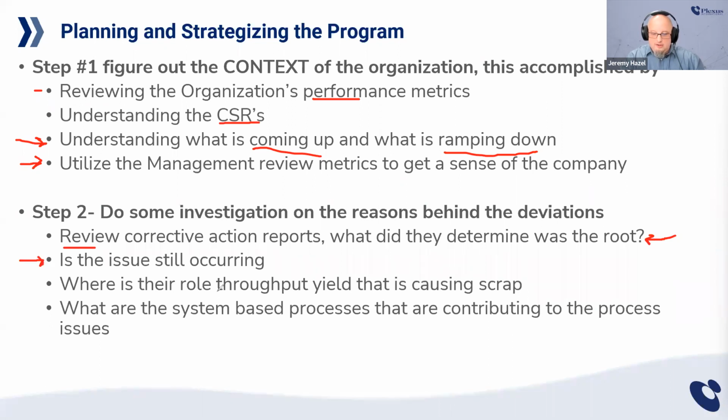What is the rolled throughput yield that's causing the scrap? And what are the system-based processes that are contributing to the process issues? As an example, if you see that you have 5 processes in an injection molding operation that are all struggling with tooling issues, tooling design and the maintenance of that tool had better be the system processes that you're looking at, right? Because that one process is jacking up all your processes.